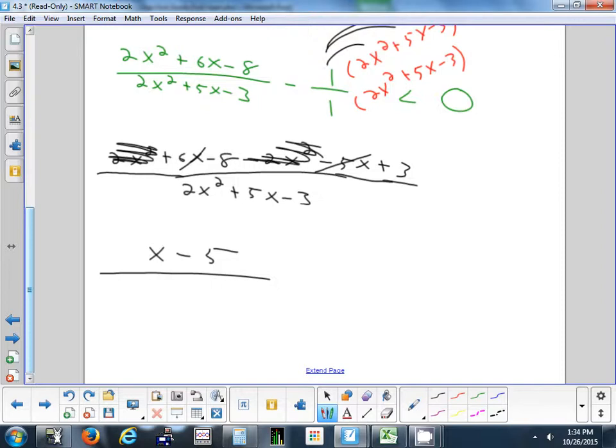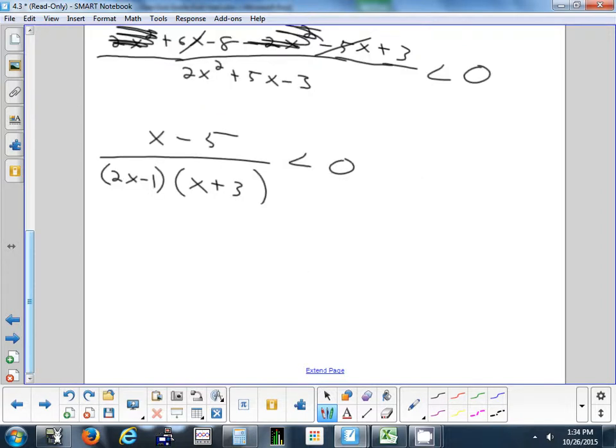If we can't factor it, can't use the sign chart. Okay, so try 2x and x. We're going to need a plus 3 and a minus 1. That gives me 6, take away 1. We're good. All right. So now we've put everything on one side. We factored it. And now we're going to make a number line for each factor.